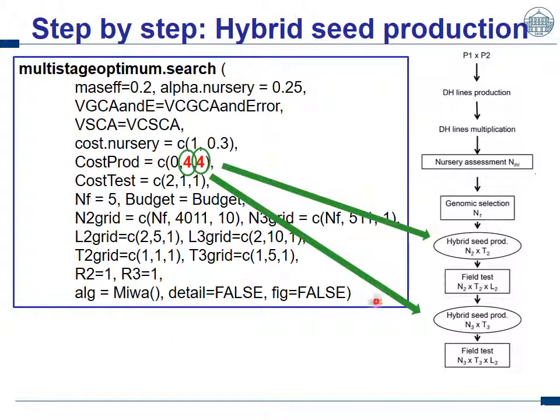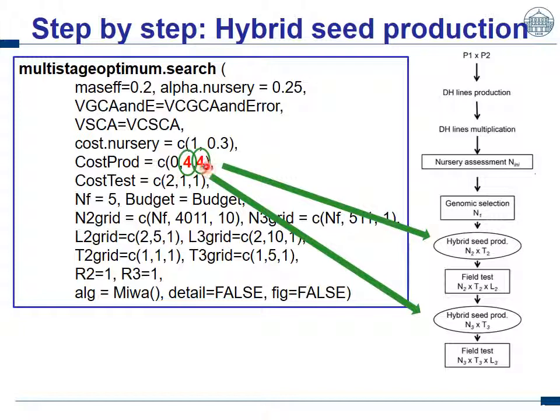Then we go to hybrid seed production. And hybrid seed production is nothing else than costs here for production. And in our situation, it would be factor 4, meaning to produce a single hybrid, one DH line crossed to a single tester costs 4 times a yield plot, which is a typical scenario in hybrid wheat, where hybrid seed production is complicated and thus very expensive. That would in our case be 4 times 30 euro equals 120 euro.